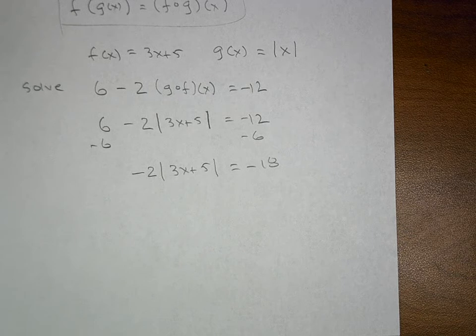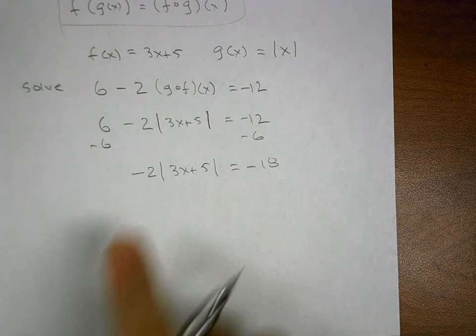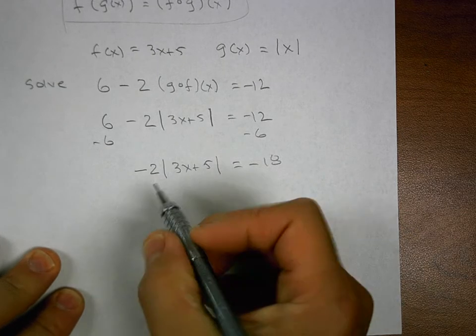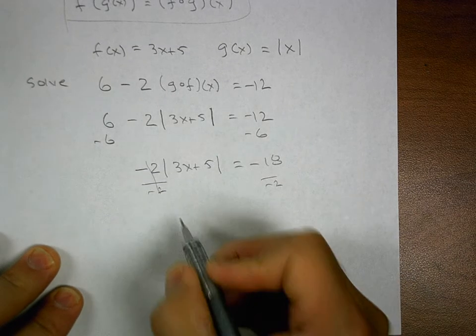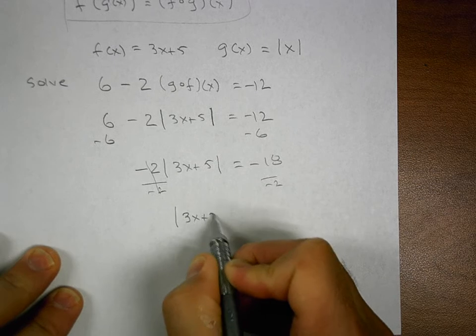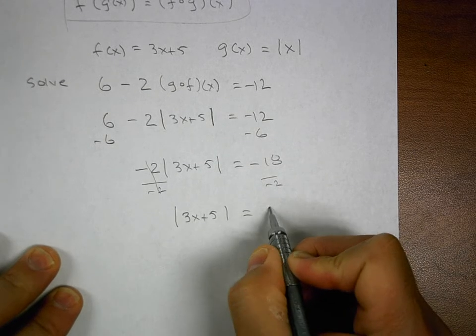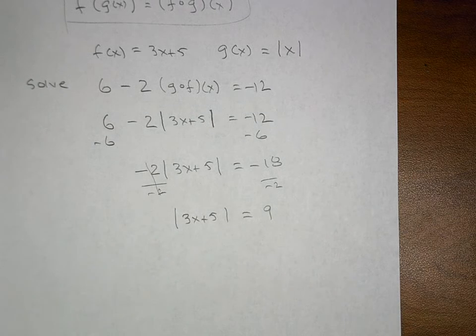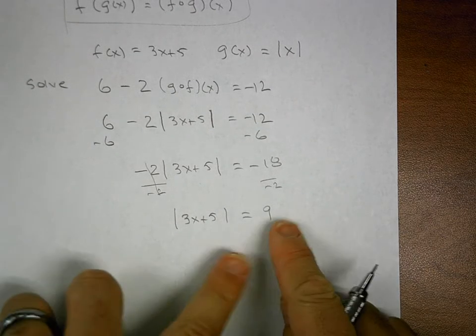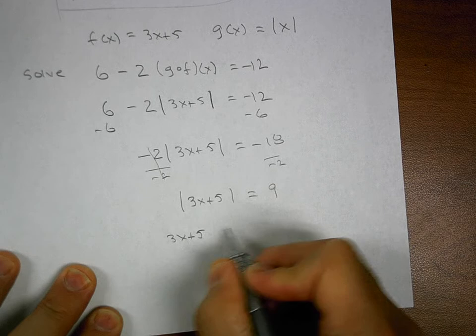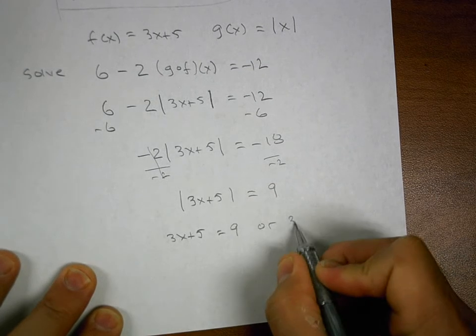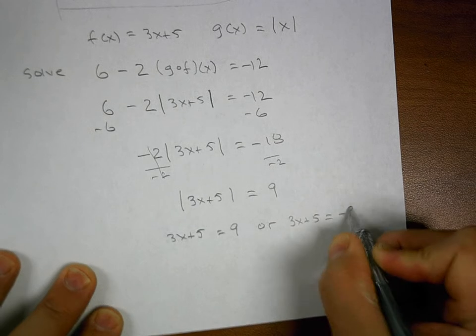And then what do we do? Add 2, or what do we do? Divide by negative 2. This is attached by multiplication, so you count that as division. So divide by negative 2, divide by negative 2. That's gone. So absolute value of 3x plus 5 equals positive 9. We're going to get some answers, right? Because an absolute value can equal a positive. And so we set it up: 3x plus 5 could equal 9, or 3x plus 5 could equal negative 9.